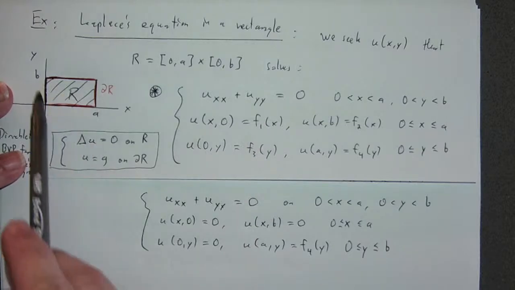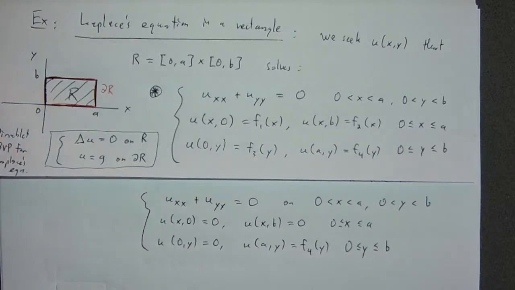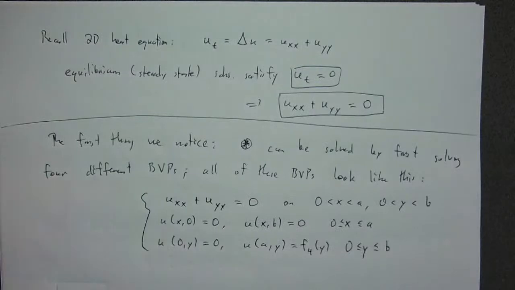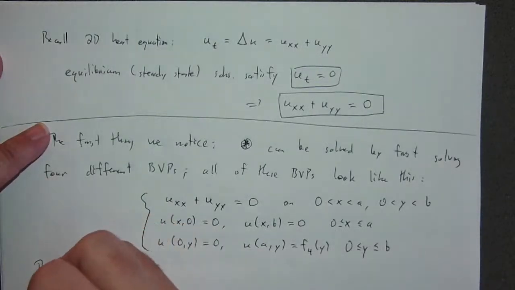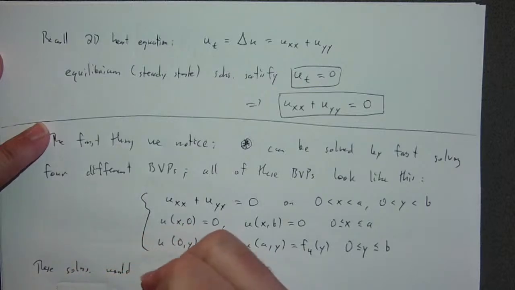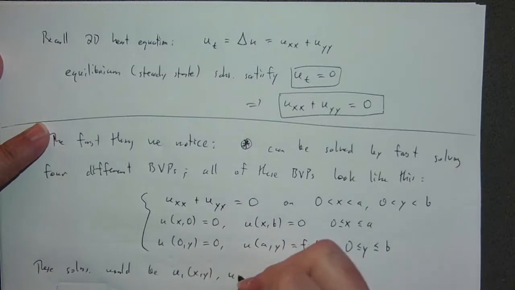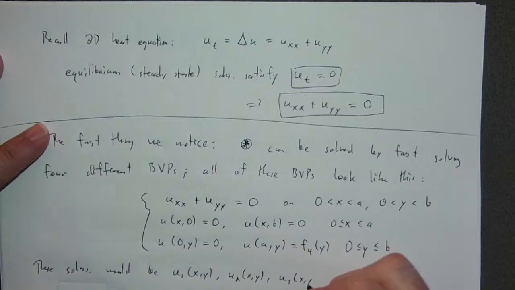No, I did the bottom first. Left end, that would be everything 0 except f sub 3. And once I have found a solution, this would yield solutions. So these solutions would be u sub 1, xy, u sub 2, xy, u sub 3, xy, and u sub 4, xy.